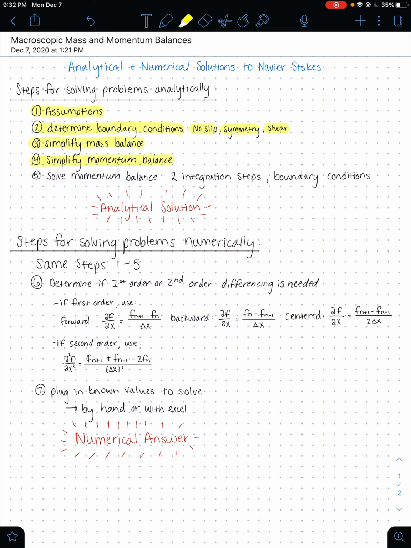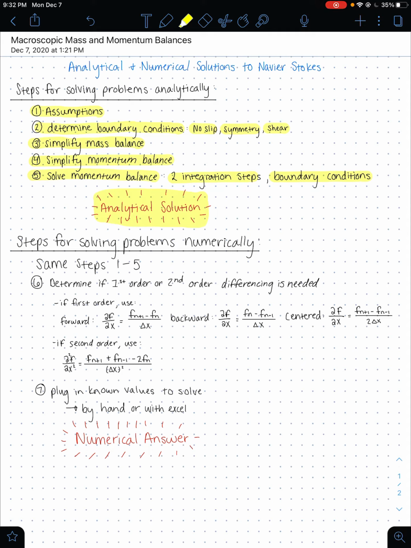Then you'll want to solve the momentum balance, and this step is a little bit more complicated as this often comes from 2 separate integration steps if needed, and for both of those, the constants that come from them will be determined using your boundary conditions. And once this is complete, you will find yourself at your analytical solution. And that will be in the form of some form of velocity profile, if that's what the question is asking for.